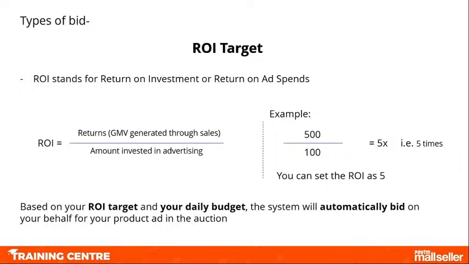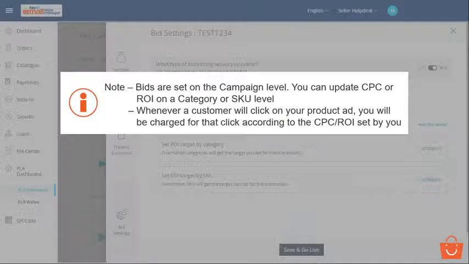Based on your ROI target and your daily budget, the system will automatically bid on your behalf for your product ad in the auction. Please note bids are set on the campaign level. You can update CPC or ROI on a category or SKU level. Whenever a customer clicks on your product ad, you will be charged for that click according to the CPC or ROI set by you.